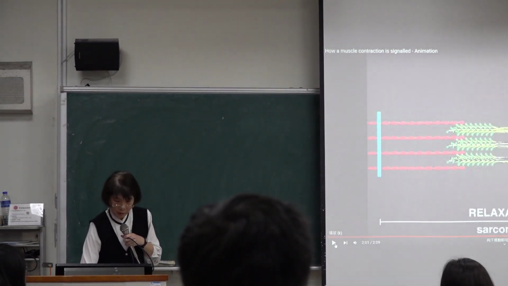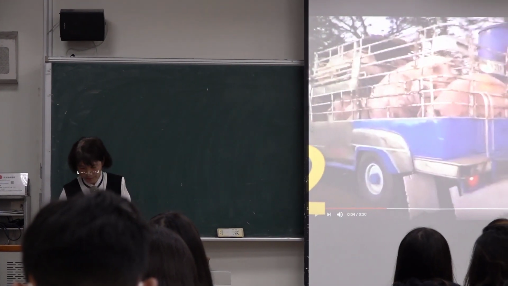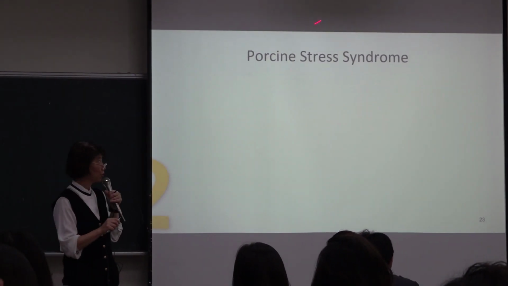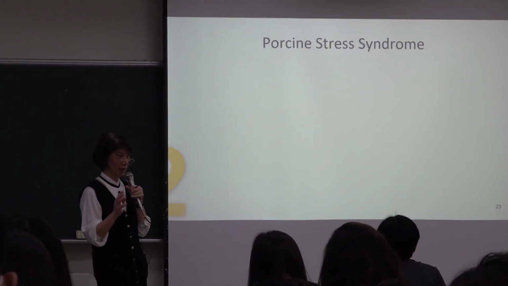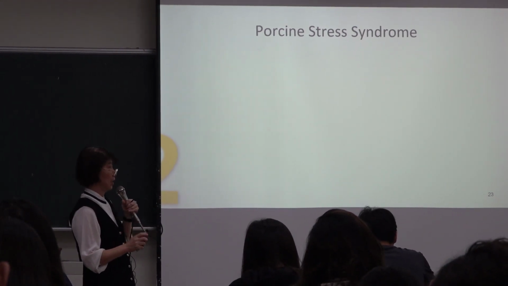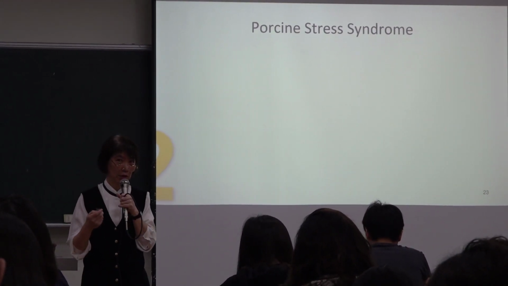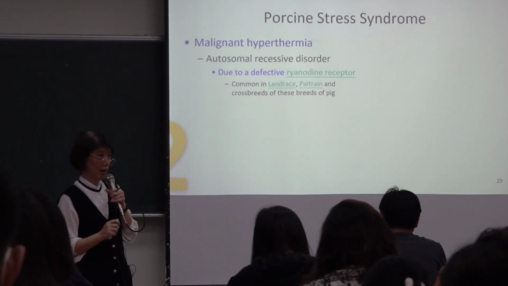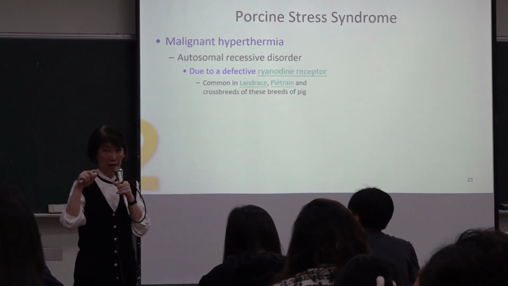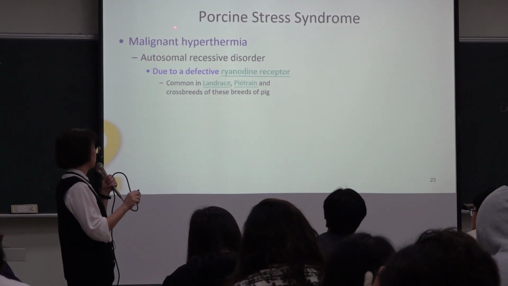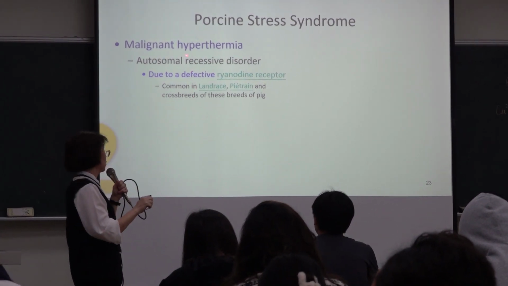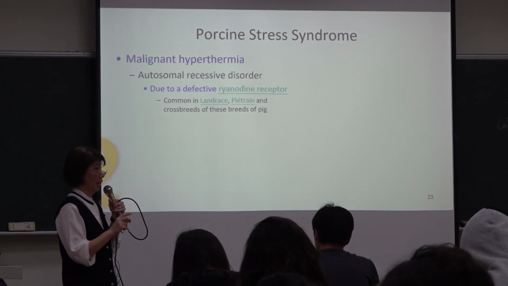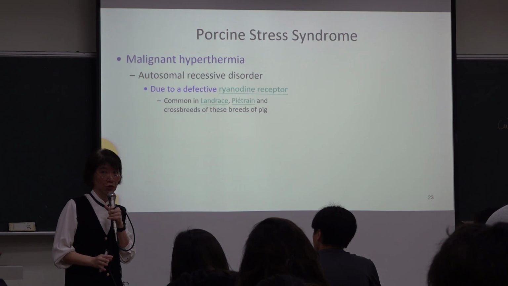So coming back, let's see, PowerPoint. All right, so that's called porcine stress syndrome. Porcine refers to pigs, okay? Porcine stress syndrome. What happens to those pigs that died? They have malignant hyperthermia. Malignant, 恶性的. Hyper, higher, right? Thermia related to temperature, which means those pigs have very high body temperature.